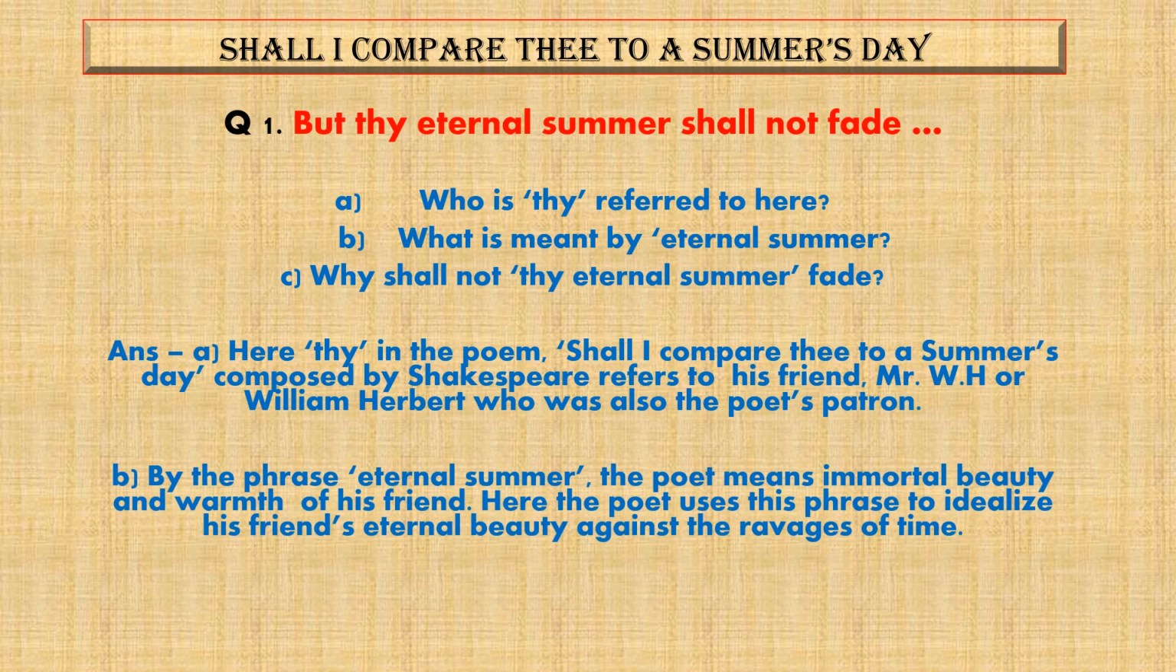Next question's answer is, by the phrase eternal summer, the poet means immortal beauty and warmth of his friend. Yet the poet uses this phrase to idealize his friend's eternal beauty against the ravages of time. And the answer for the third question on this extract: why shall not the eternal summer fade?